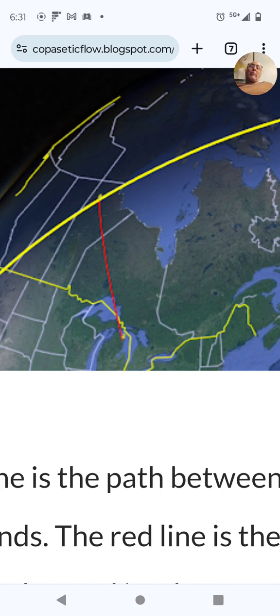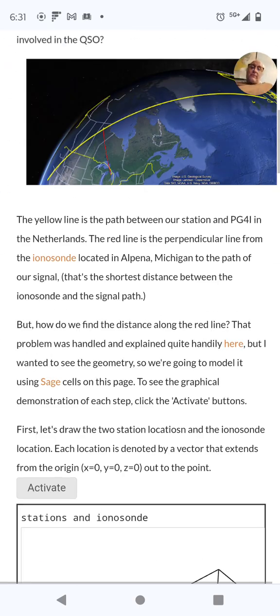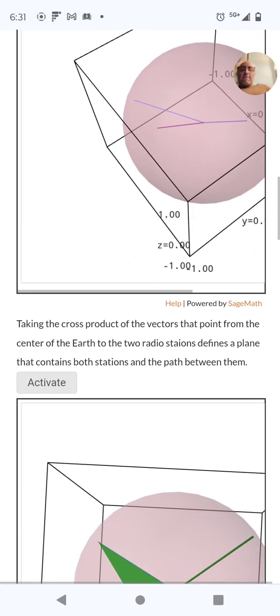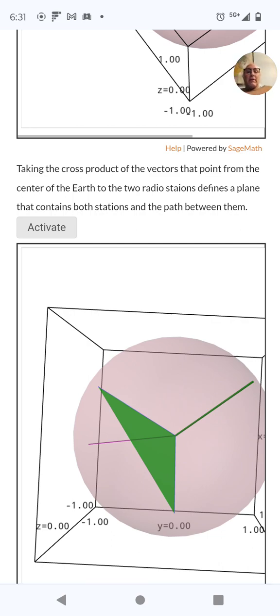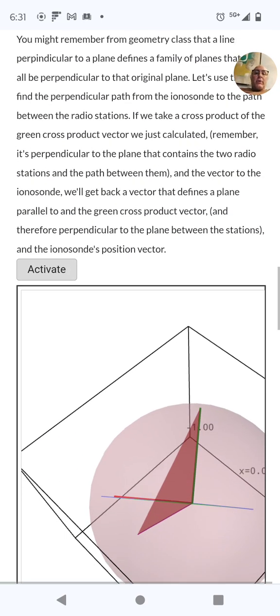Well, I could go all the way around the Earth the other way, and that's a longer one. But anyway, there's only one short one between the ionosonde and the path, or there could be none. We'll get to that in a second. So, I need to find the perpendicular line between the ionosonde and the path of the QSOs.